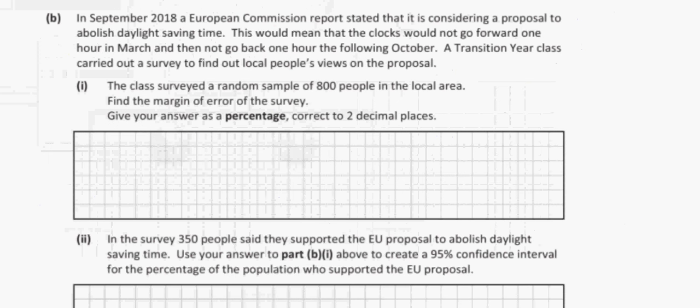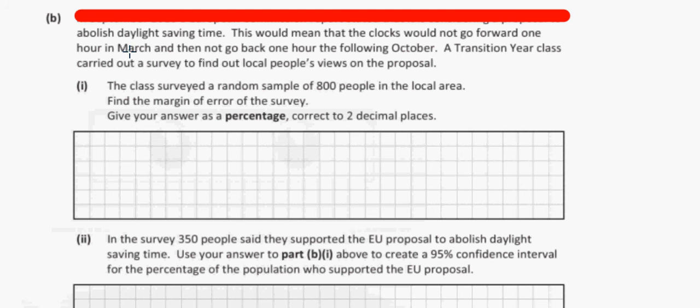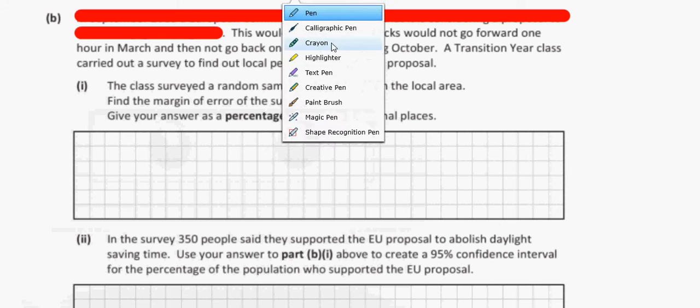Let's see what we can redact out. Blah blah blah blah blah. Daylight savings time. This would mean the clocks would not go forward 1 hour in March and not go back 1 hour. A transition class carried out a survey. That's all I need to know. Would you agree? That's all you really want to know.